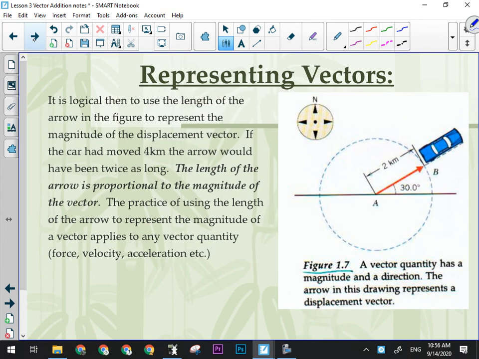All right, so the other thing we said here, the length of the arrow is proportional to the magnitude of the vector. Those are the principles of vector addition. We draw them tail to head, we point them in the right direction, we use their length to represent their magnitude.